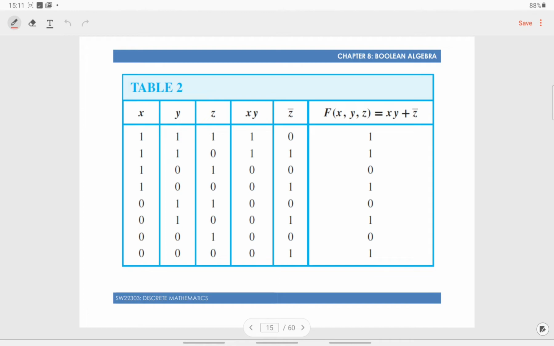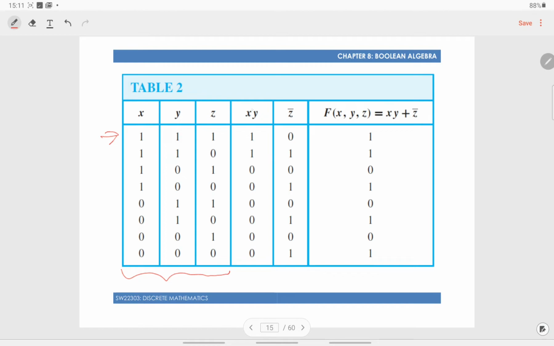Okay, as given in this table. In the first three columns, we list down all the possible distinct arrangements for these three inputs. We have 1, 1, 1, 1, 1, 0, 1, 0, 1, all the possible arrangements for these three inputs without any repetition. Without any repetition means every combination is a unique combination. And then we consider the output for each combination.